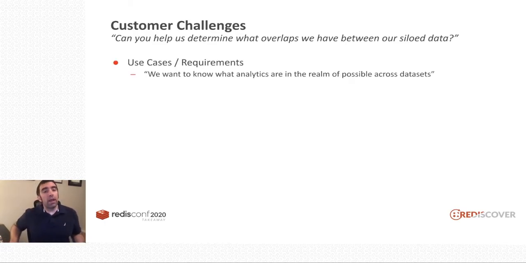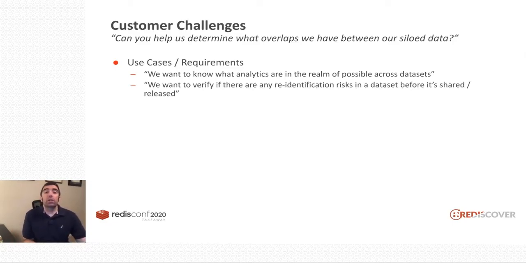Some of the use cases we have is customers want to know what analytics are in the realm of possible across datasets. So this would be looking to determine if two datasets can be joined so that net new insights can be generated between that data. Additionally, they want to verify if there's any re-identification risk in a dataset before it's shared or released. So this would be making sure that if you are going to release a dataset and it turns out that some of the columns or elements can be joined with a publicly available dataset or another dataset that another company or organization has, you want to mitigate that risk before you even release it.